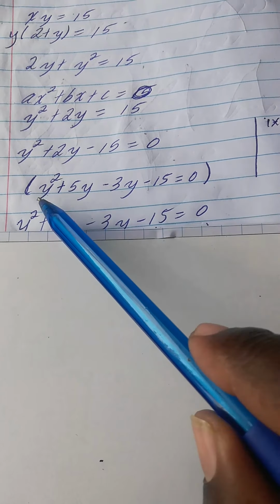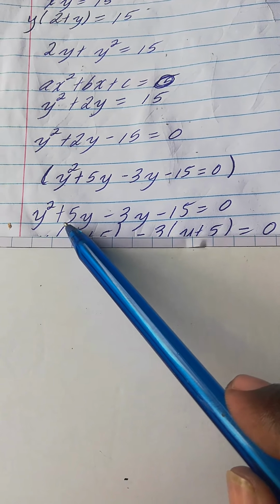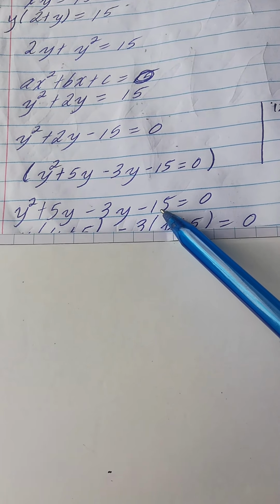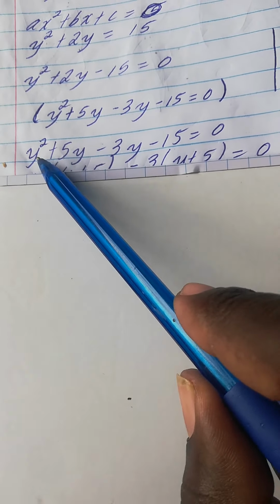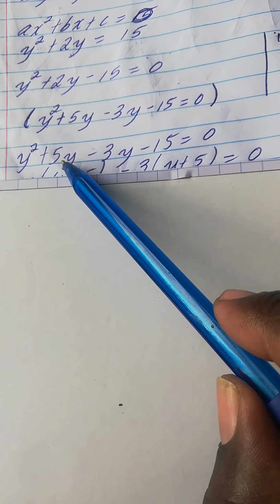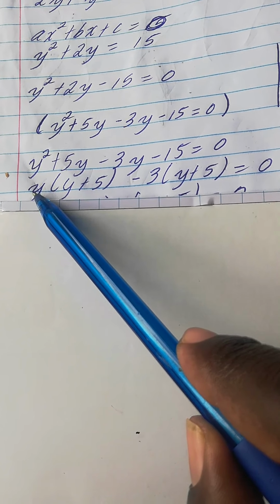Pair them off. So we pair off this and we pair off that together. Now we end up with y squared plus 5y, that's one pair, and minus 3y minus 15 is equal to 0. Now we're going to look for the HCF, the common thing that they have here. They both have y, so we factor out the y.